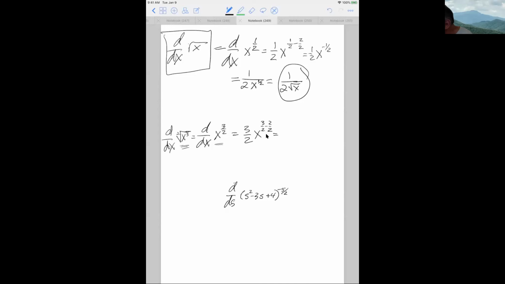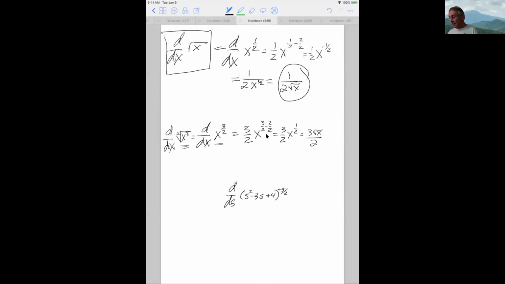That gives us 3/2 x to the 1/2. That's positive, which means it stays upstairs. It's not negative, so the 2 is the only thing in the denominator. So I could rewrite this as 3 square root of x on top and 2 on the bottom.